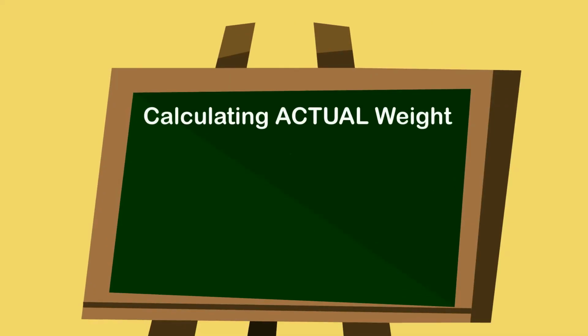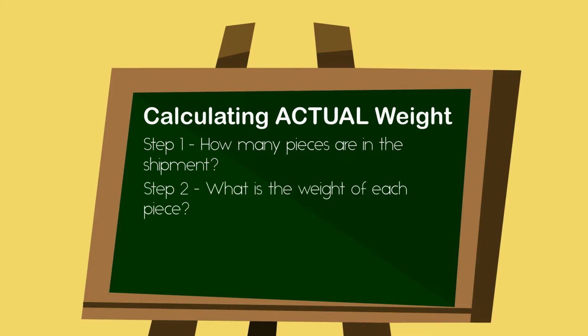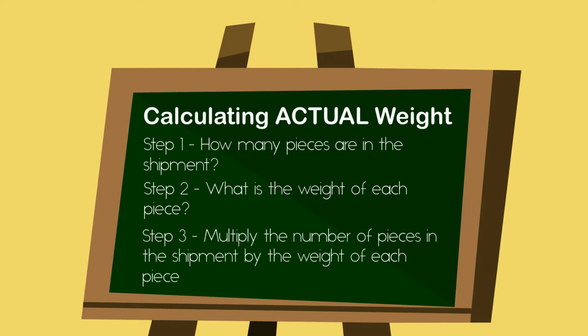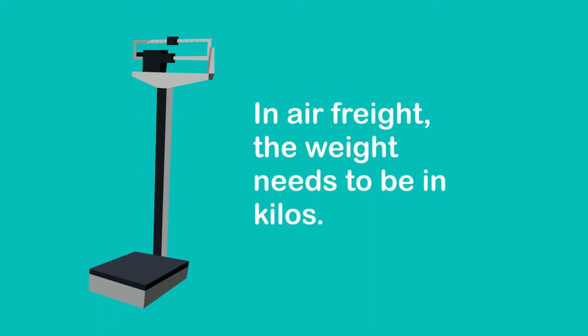When you calculate your actual weight, you're going to look at the number of pieces in the shipment and the weight of each piece, and then multiply the number of pieces in the shipment by the weight of each piece, and this will give you your actual weight. When it comes to calculating air freight rates, you want all of your weights to be in kilograms.